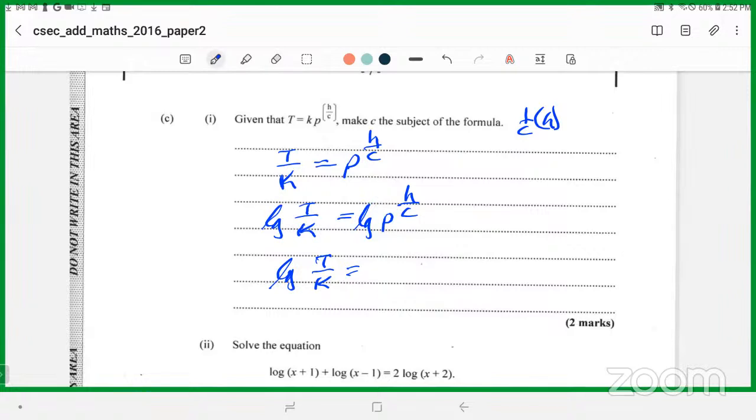All right, so I'm going to move the 1 over C to the front. So from 1 over C, the log of P to the H. And then now I want to make this the subject. I simply multiply it up and divide everything under here. So C becomes the log of P to the H divided by the log of T over K. That's it. C is my subject. Understand that?